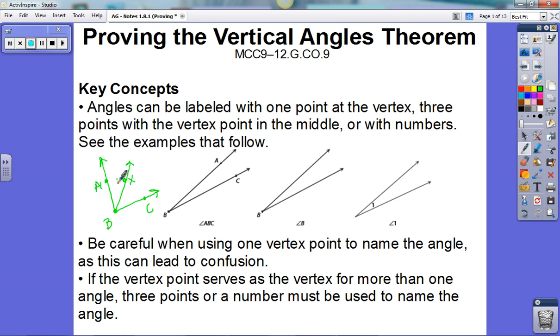letters to name it. You can also use numbers to label the angles, and if that's the case, it's going to be a number that's inside of the angle. So for example, I could put numbers in here and then just refer to them as angles 1 and 2.